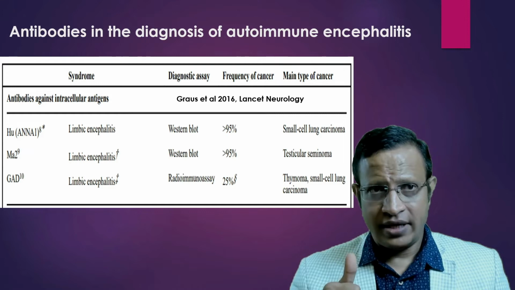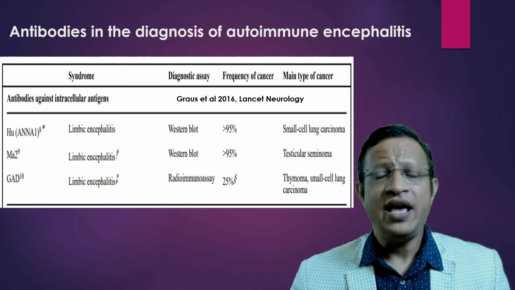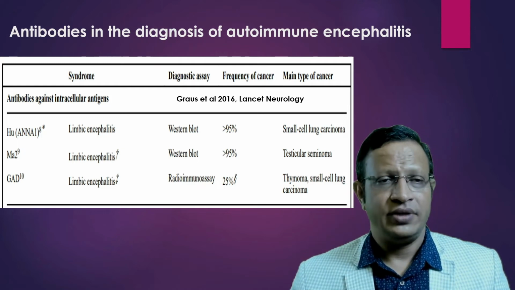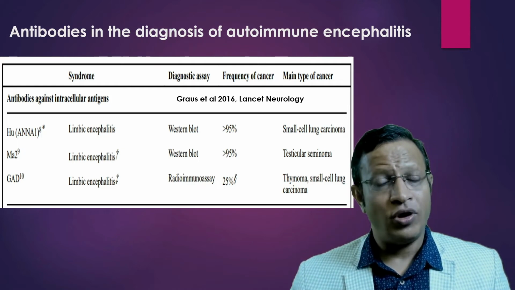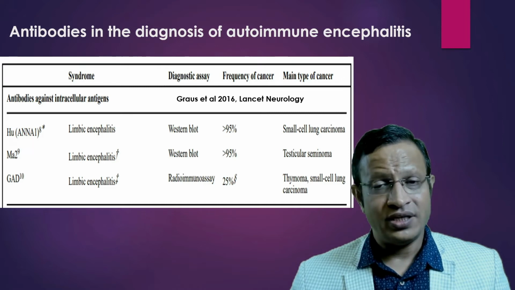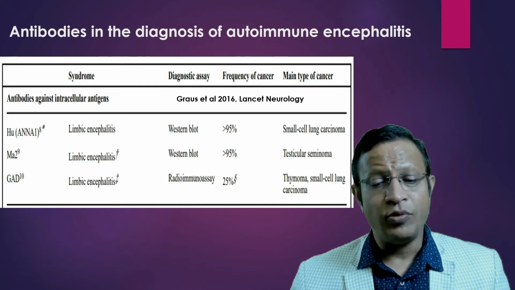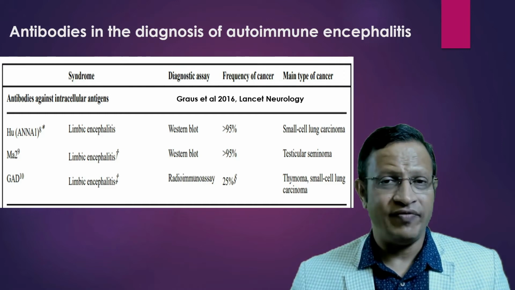The first one, antibodies against intracellular antigens. As you see in the first column, Hu, which is involved in small cell lung carcinoma, and Ma2, testicular seminoma, especially in adult males. GAD, thymoma and small cell lung carcinoma have been well known.